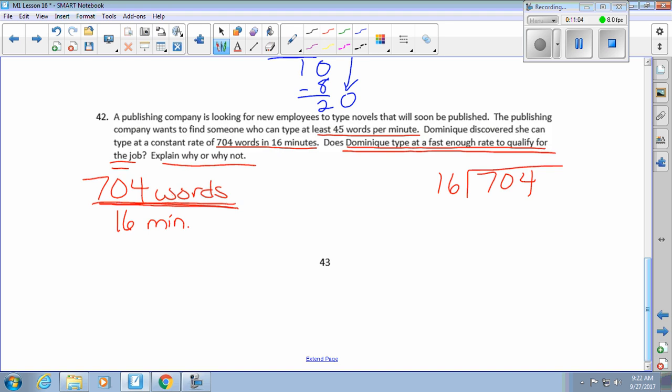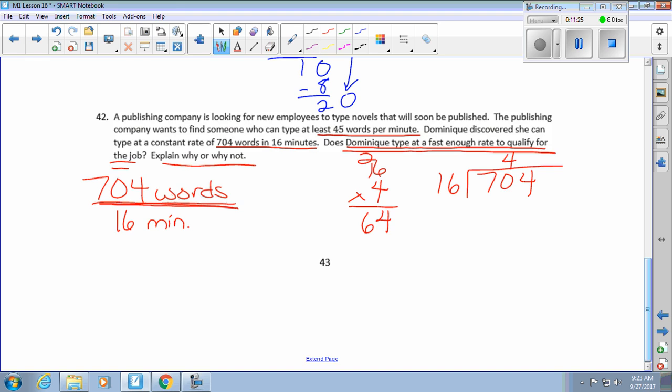It goes in 4 times. Very good. So let's test it out. Let's do 4 times 16. All right, 4 times 6 is 24, carry your 2, 4 times 1 is 4, plus 2 is 6. So, would we be able to fit another 16 in there, or would we go over? We'd go over, so we want to keep it at 4 times.